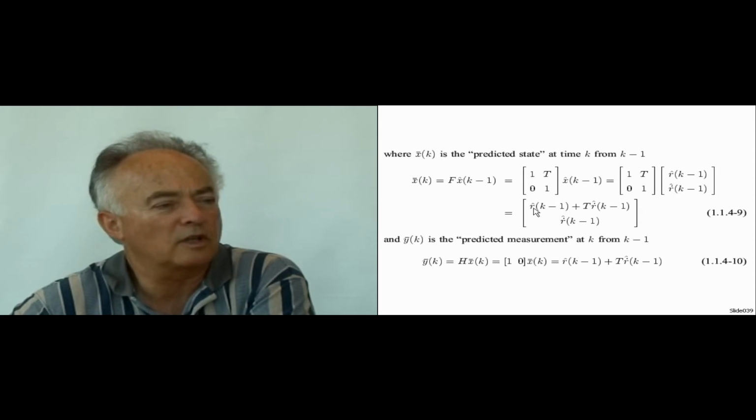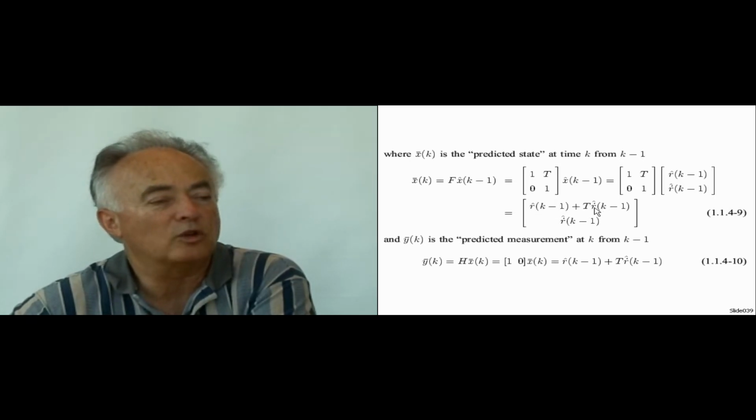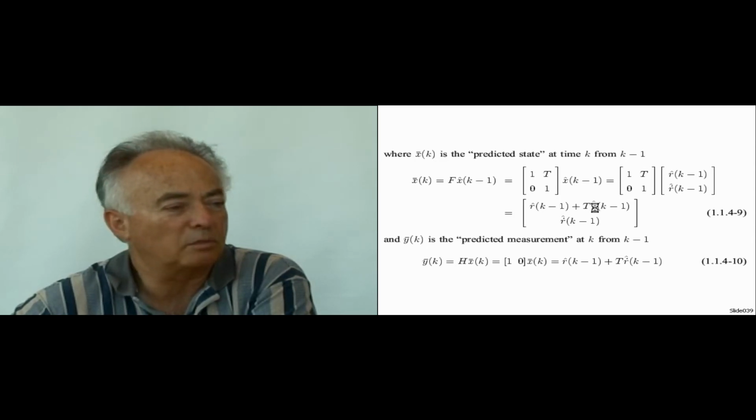And here you have clearly the fact that the predicted velocity at the next time is the previously estimated velocity or range rate, and the predicted range is the previous range plus sampling interval multiplied by the value of the estimated range rate at the previous time. So this is the predicted state.